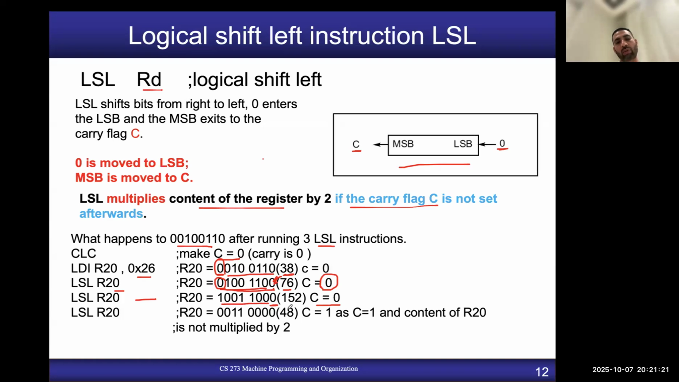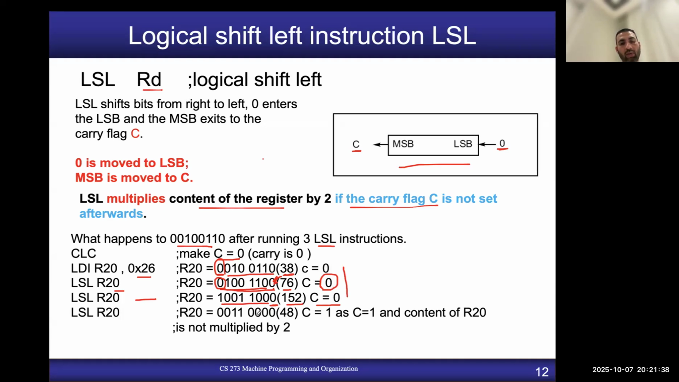Now, when you convert this 8-bit number into the decimal form, you will see it is 152, which is basically 76 times 2 equal to 152, right? Remember, in all these two instructions, we have still C is equal to 0, right?